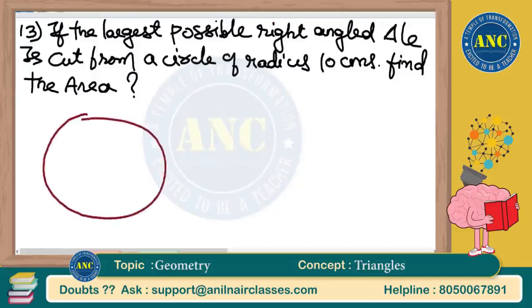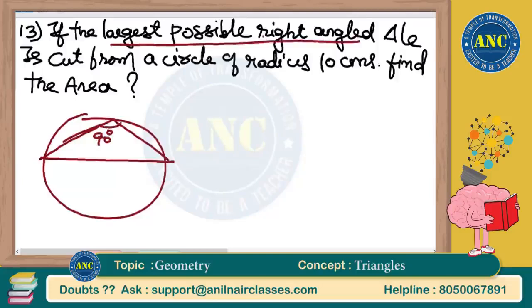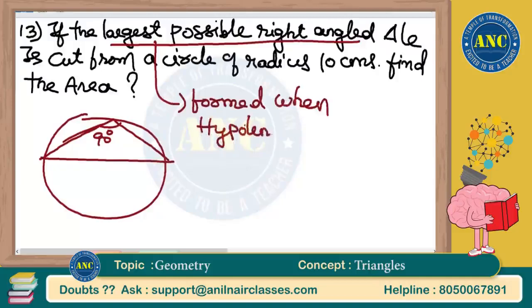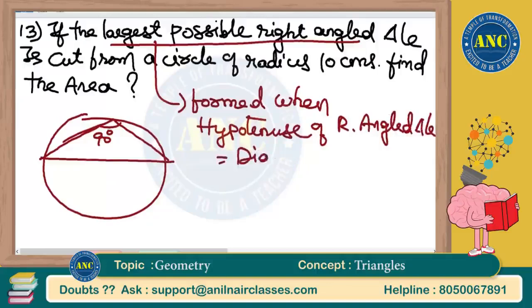There is a circle. The largest possible right angle triangle will be like this. Angle in a semicircle is 90. So the largest possible right angle triangle is formed with only one hypotenuse. The hypotenuse of a right angled triangle becomes the diameter of a circle. The largest possible right angle triangle is formed when the hypotenuse of a right angled triangle forms the diameter of a circle.